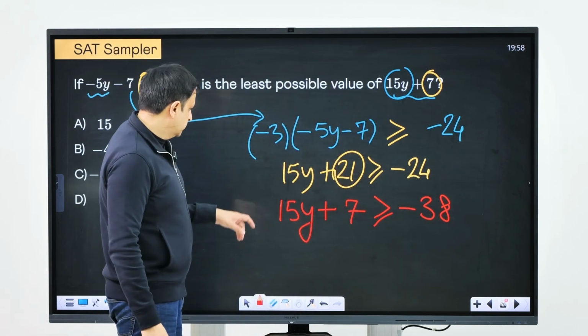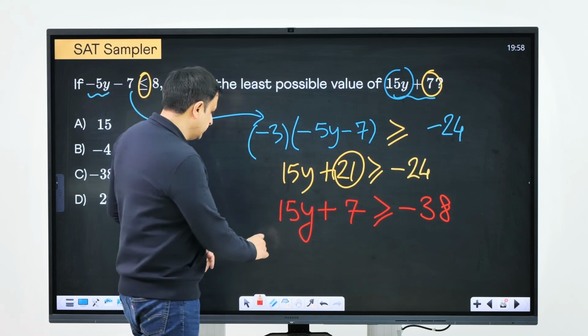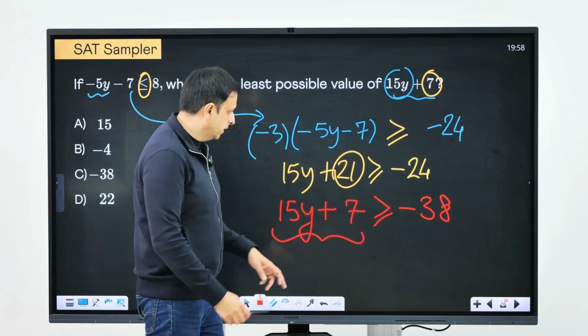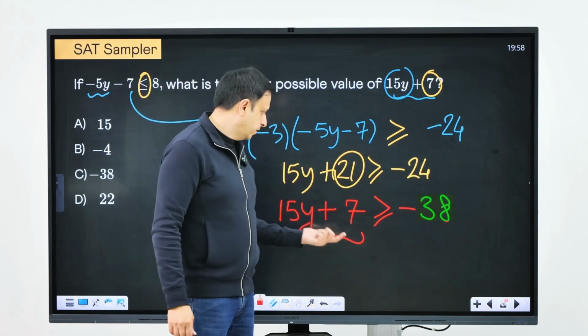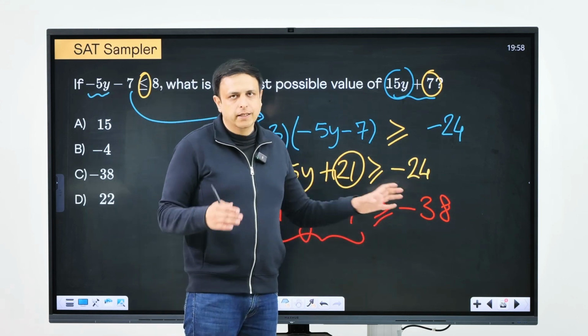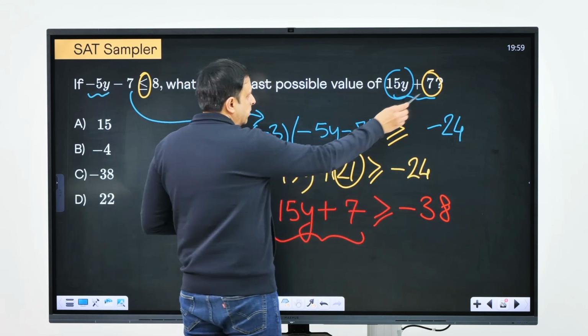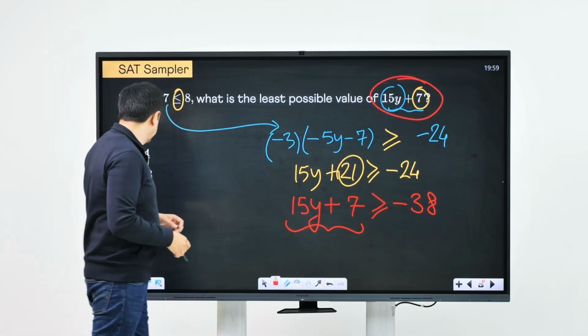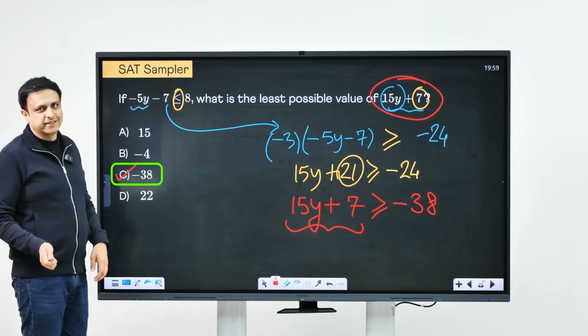Okay, so the minimum possible value therefore of this expression 15y plus 7 should be negative 38, because this expression is always greater than or equal to negative 38. So negative 38 will be the least possible value of this expression. So option C is the correct answer.